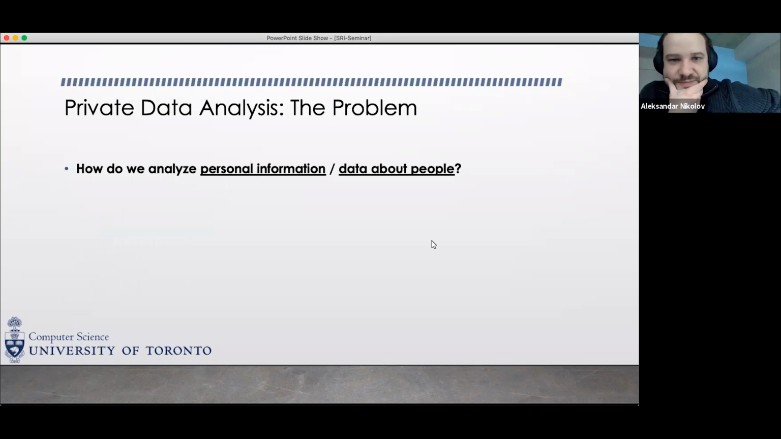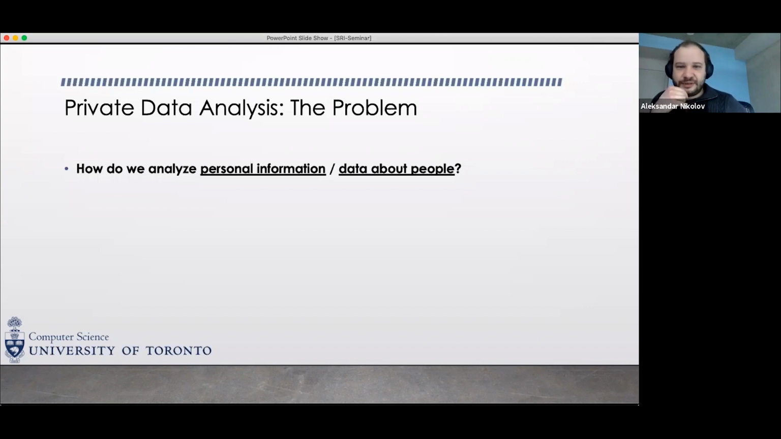Okay. So let me start with attacks, with things that basically do not work. Let me first start with the basic, very high-level problem that I'm considering. So we'll talk about analyzing personal information, or information about people. This slide used to say sensitive information, and after some discussions, I've decided to not really get into what is sensitive and what is not, but let's say we have some data.